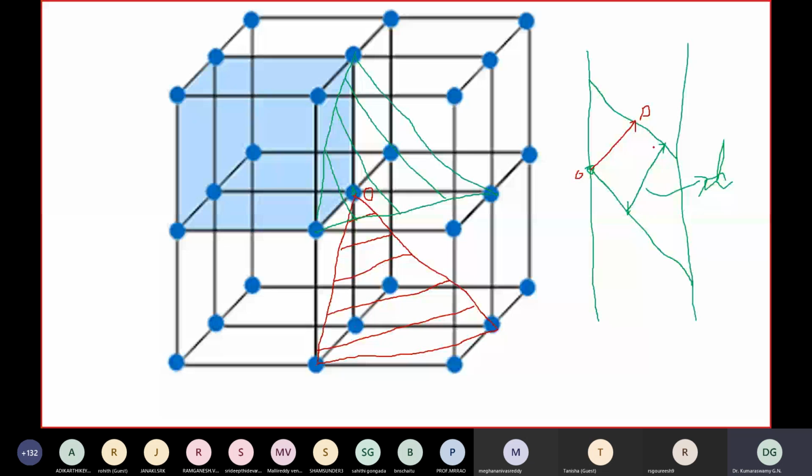If I drop a line OP onto this plane, that OP represents the distance between the red plane and the green plane, which are parallel to each other. That means we have a plane at O and the other plane parallel to it. So the distance OP gives us the perpendicular distance, or interplanar distance. Do you understand this? Any doubt?